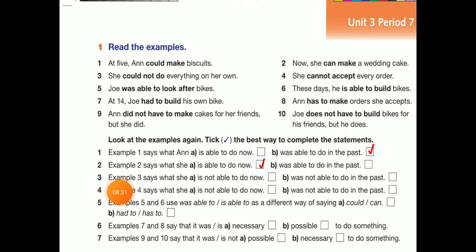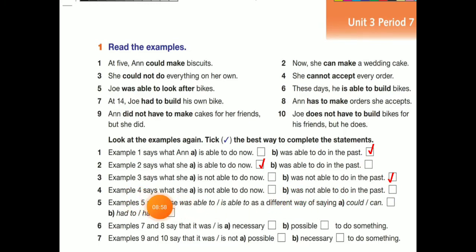Example 3 says what she isn't able to do now or wasn't able to do in the past. Look at example 3. She couldn't do everything on her own. We are talking about ability in the past. القدرة في الماضي. What's your answer? You are excellent. Yes, she wasn't able to do in the past.